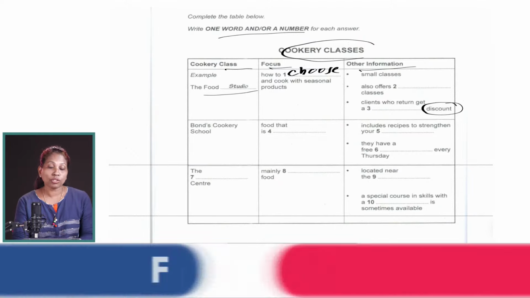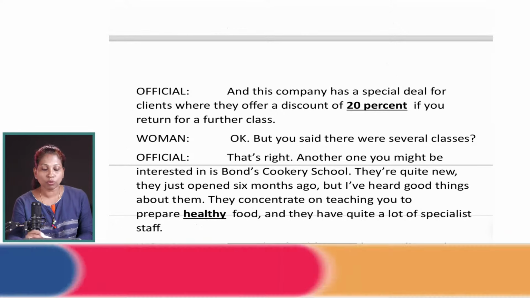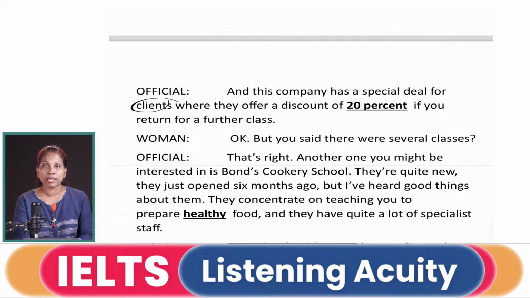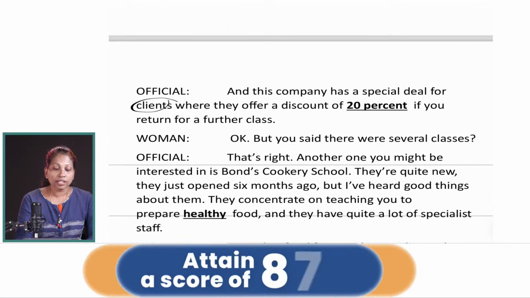So okay, we have the official. Woman, I suppose it must be yes, official. And this company has a special deal for clients. So we have already got that keyword clients in our blank table, right? For clients, they offer a discount of 20% if you return for a further class. So here it says discount of 20%. When do you get the discount? If you return for a further class.